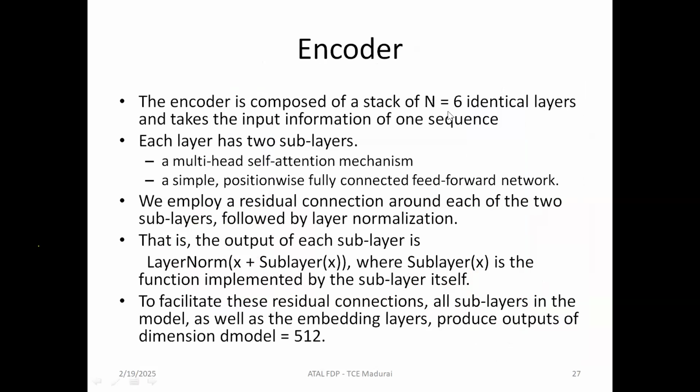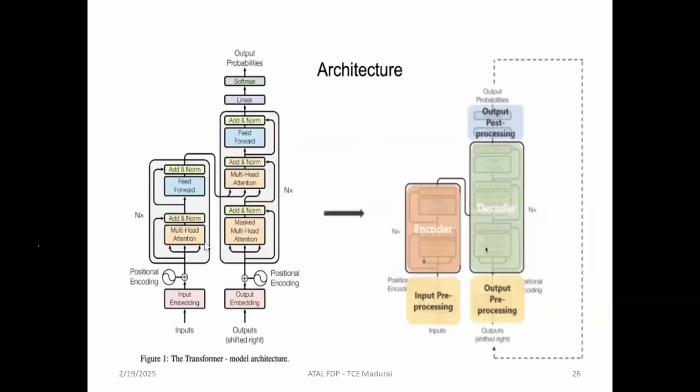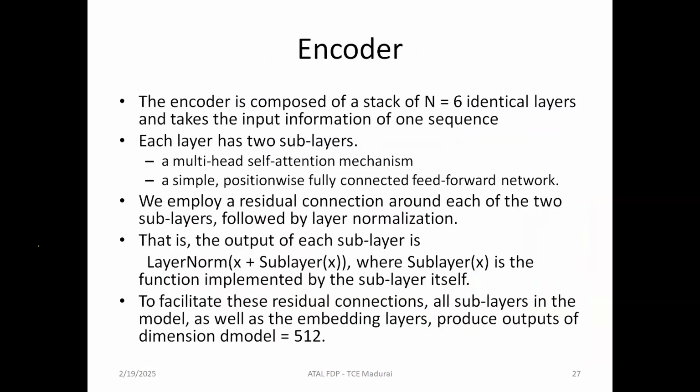The encoder, as I told you, is composed of 6 identical layers that take the input information of one sequence. Each layer has 2 sublayers: one we have seen, the multi-head attention, and the other the feed forward network. This multi-head attention mechanism plays a major role. As I told you, when the attention layer is added with the GRU, the result seems to be a magical one. So we included this multi-head self-attention mechanism and a fully connected feed-forward network.